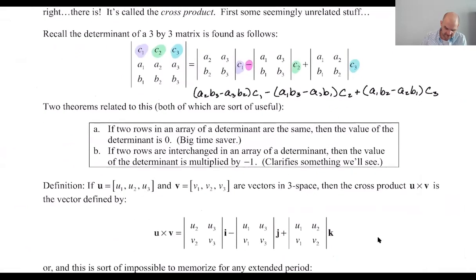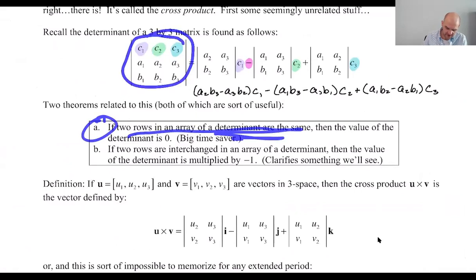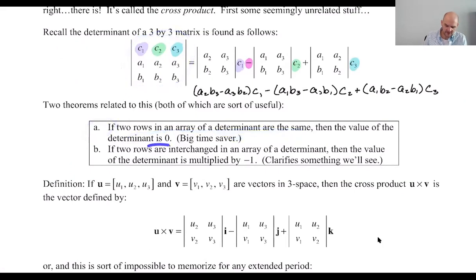Two facts about 3 by 3 determinants. One, if 2 rows in the array of a determinant are the same, then the value is 0. How could it not be, right? Change this to an A1, an A2, and an A3. This becomes A2, A3 minus A3, A2. Obviously 0. All of those are just going to be 0. So if 2 rows are the same, you're going to get 0. That's going to save us a ton of time.